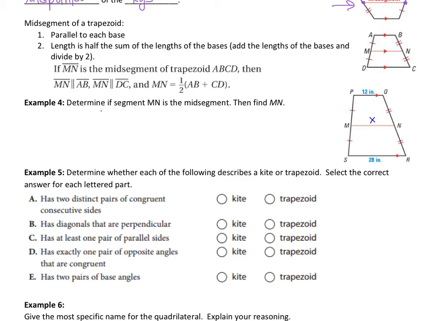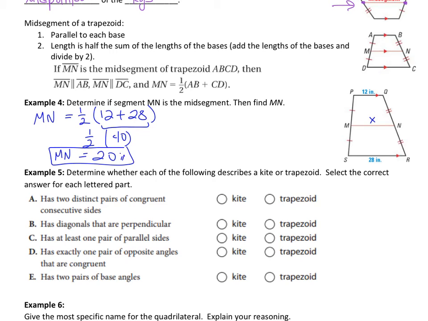Remember, if we add the two bases together, so our 12 plus 28, and we divide that by 2 or multiply by 1/2, that will equal our midsegment. So now I would combine the 12 plus 28 together, and that gives us a 40, times half, or divided by 2, gives us a 20. So the length of MN is 20 inches.